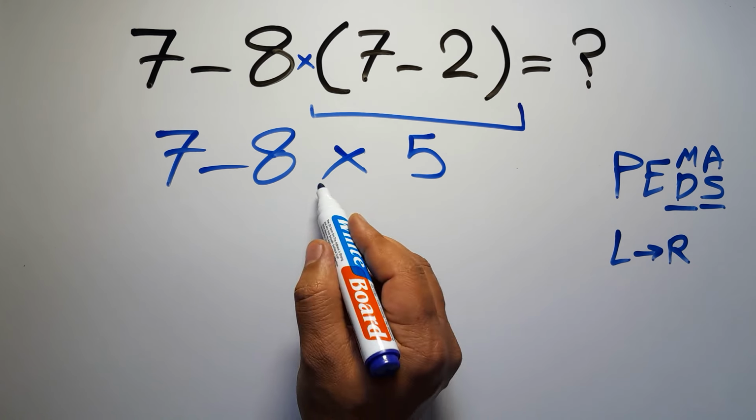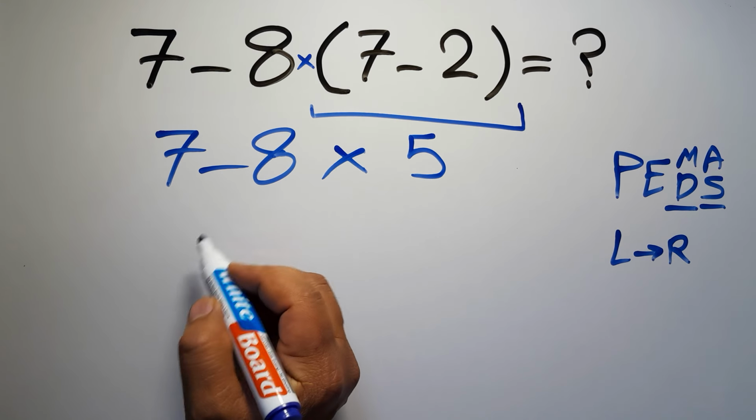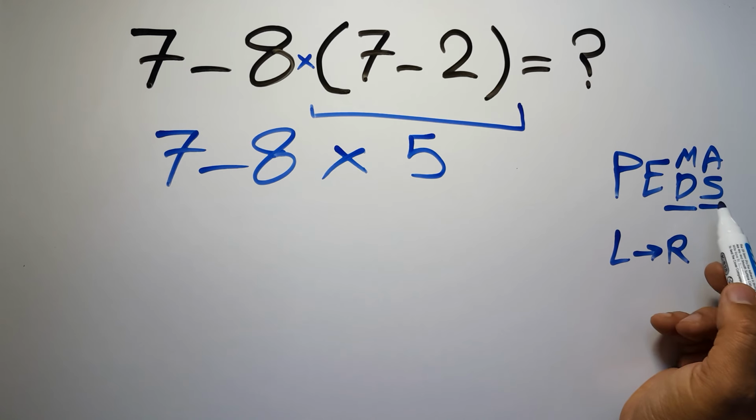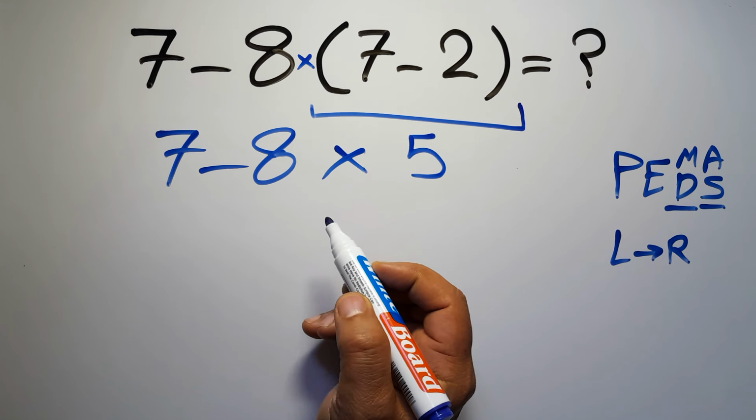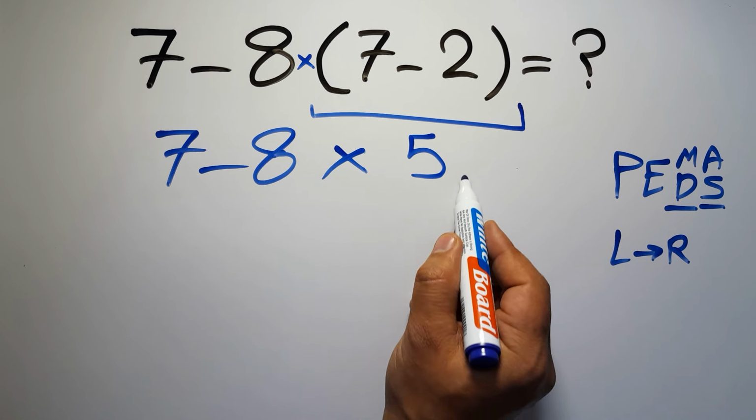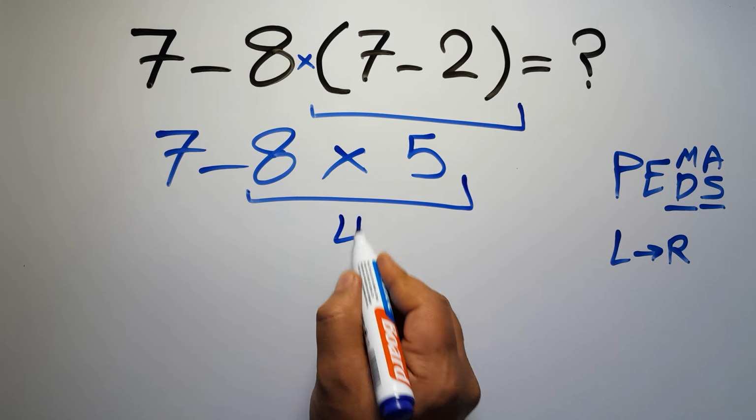According to the PEMDAS, multiplication has higher priority than subtraction, because multiplication comes before subtraction. So here first we have to do this multiplication. 8 times 5 gives us 40.